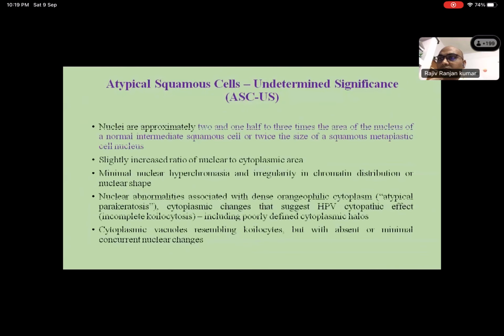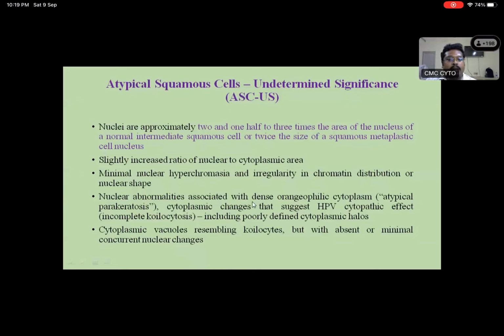So there are some criteria or scenarios where we get a diagnosis of ASCUS. The nucleus is approximately 2.5 to 3 times, or more than 3 times that of the background squamous cell, or twice the size of a metaplastic cell nucleus. Why twice in the metaplastic squamous cell? Because the nucleus is already larger, right? A slightly increased NC ratio. There is some hyperchromasia and irregularity, but it is not convincing for an LSIL cell.